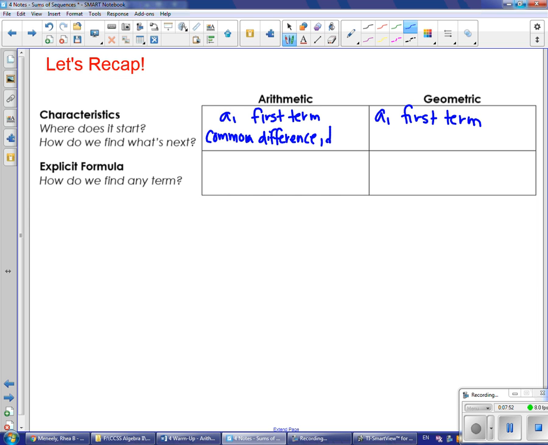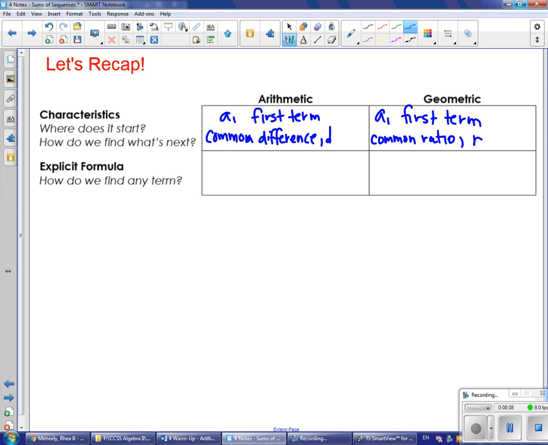And we call that D. And that's the number that we're either adding or subtracting to every term. With geometric, we have what is called a common ratio. And that's going to be R. And with the common ratio, it's actually what we're always multiplying.